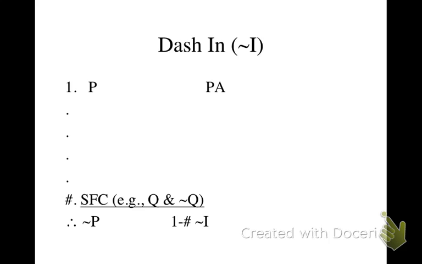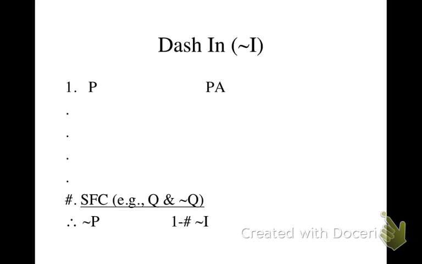Suppose we're trying to derive the formula not p, but we don't see any way to get not p directly. So we say, well, okay, let's assume for the sake of argument that p is true. We really think that not p is true, but we're assuming just for the sake of argument that its opposite is true, that p is true. So we make a provisional assumption of p. And if that provisional assumption of p leads us to a standard form contradiction, let's say a statement of the form q and not q.